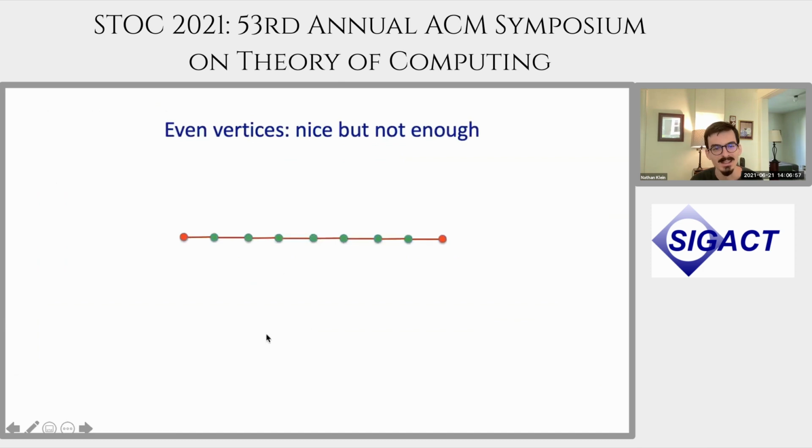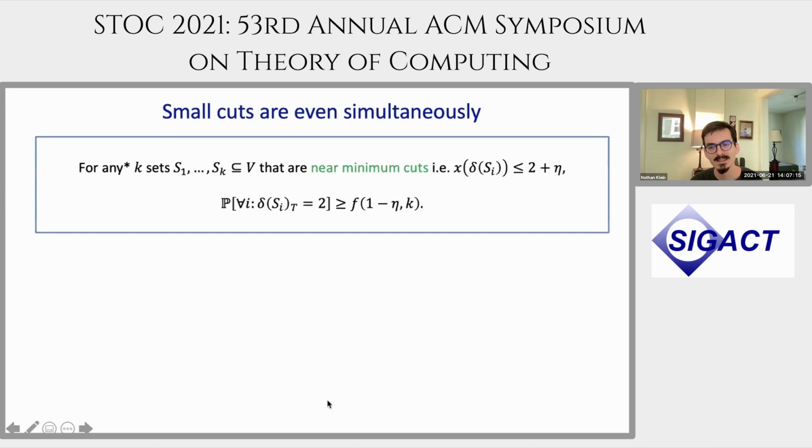However, this is unfortunately not enough. So for example, we might even have 99% of the vertices even, maybe all but these two, but the two that end up being odd could be really, really far apart. So this says something pretty strong, but we need something more. And we need actually that if we take a collection of near minimum cuts, not just one, with some constant size, that they're all even simultaneously with some constant probability.